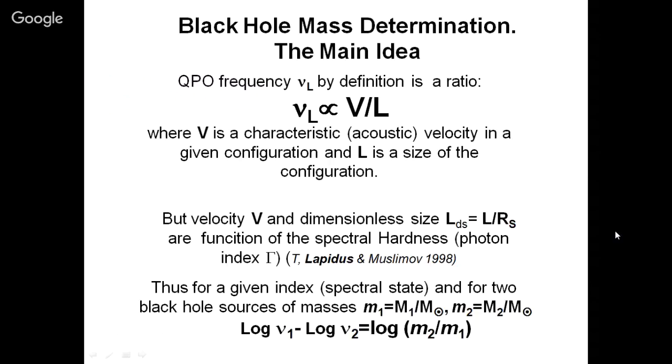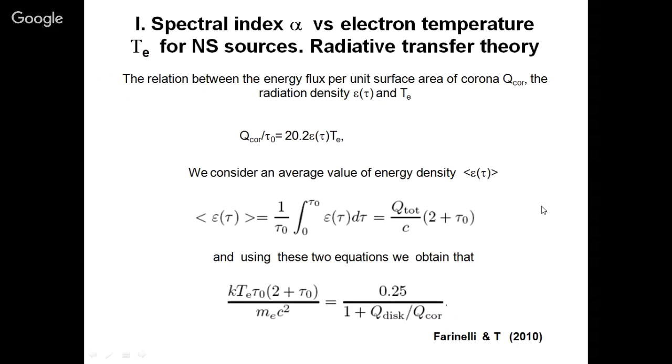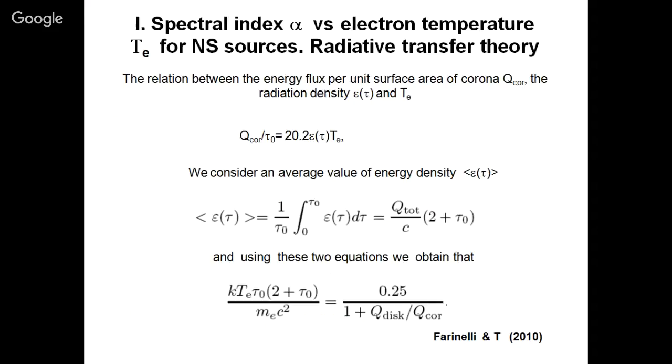Now for neutron star, you can go to the paper by Zeldovich and Shakura, energy release in boundary layer and cooling due to photon scattering. And you find this very interesting story. This comptonization parameter, when the photon flux from the disk versus energy in corona is much less than one, you have a constant. It means index is constant. What's the value of this index? The value of index from this formula is -3/2 plus square root of 9/4. What is this? One. From first principle. This is an amazing story.